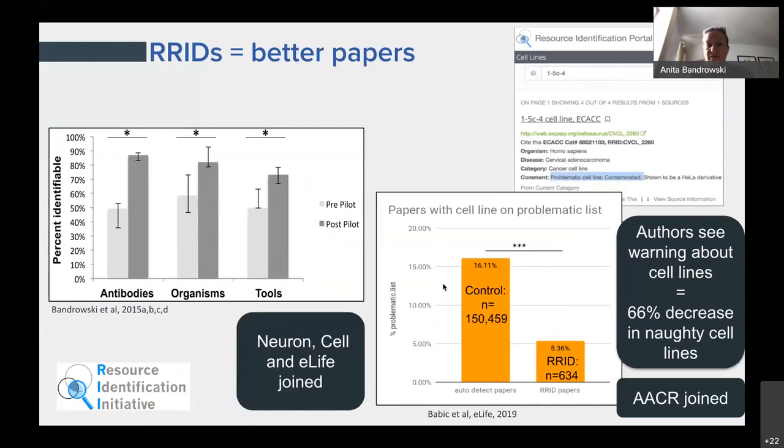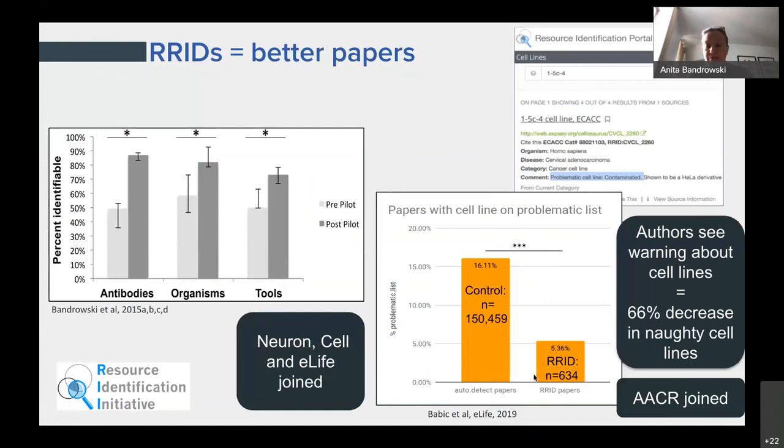And the reason that I say that is because when we went out, and again, this is in 2019, we looked at all of the available papers from PubMed Central at that point that actually used a cell line. And we found that out of that subset of papers, which is 150,000 in 2019, about 16% of those papers had used at least one problematic cell line. So this is huge and a huge problem. But when we looked at the 634 papers which were published that actually had used an RRID, the percentage of those cell lines that were problematic in some way was only 5%. So this is a huge reduction. This was very, very significant.